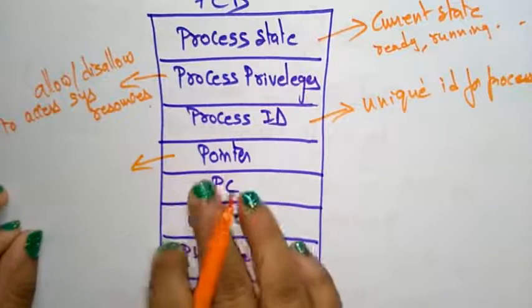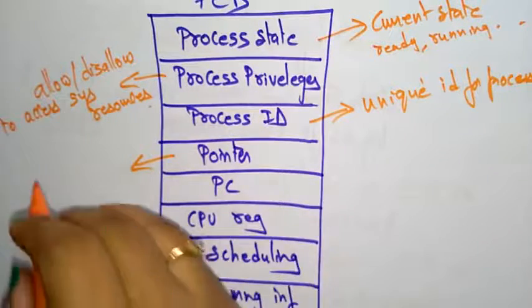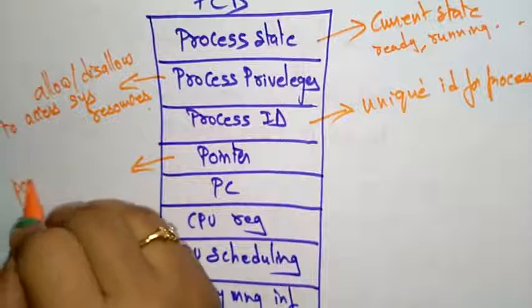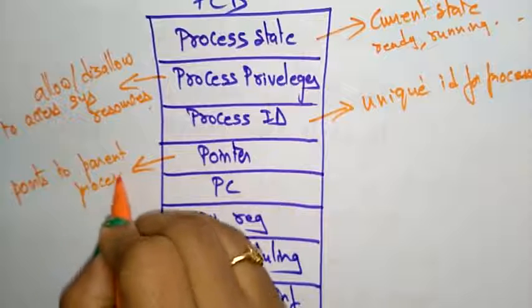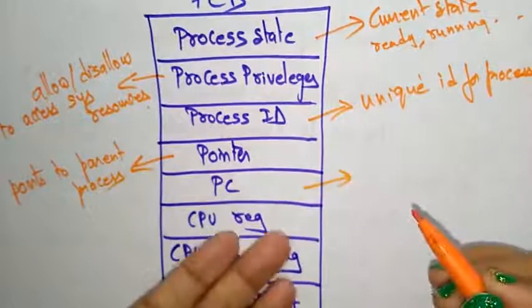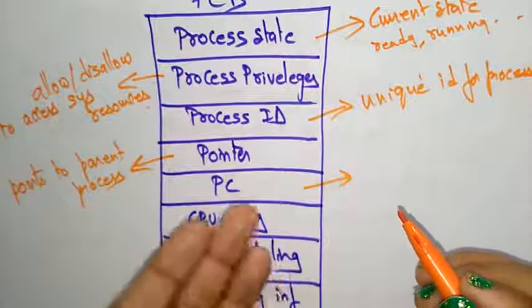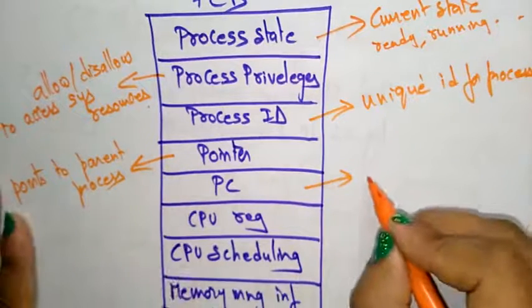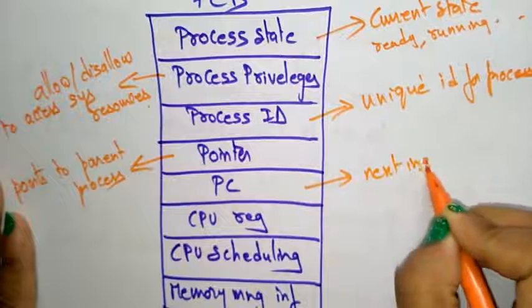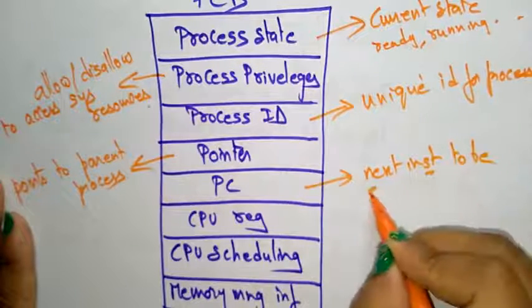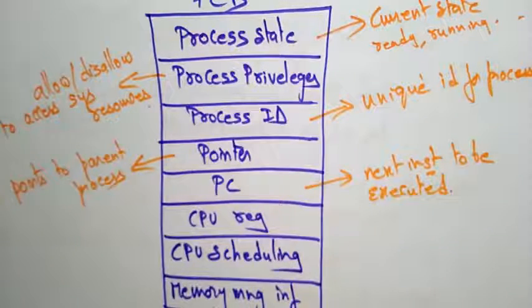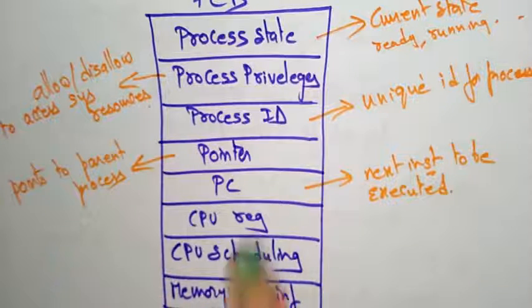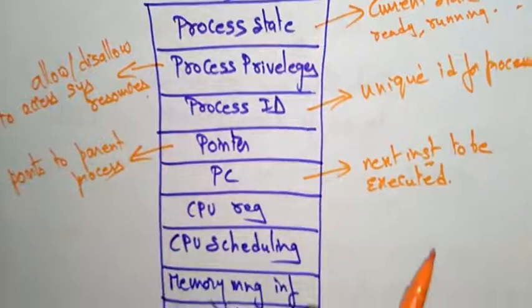Next, coming to the pointer. The pointer always points to the parent process. And you all know that the program counter points to the address of the next instruction to be executed in the process. If this process is over, what instruction has to be executed next is stored in the process control block. That related address will be stored in the program counter.